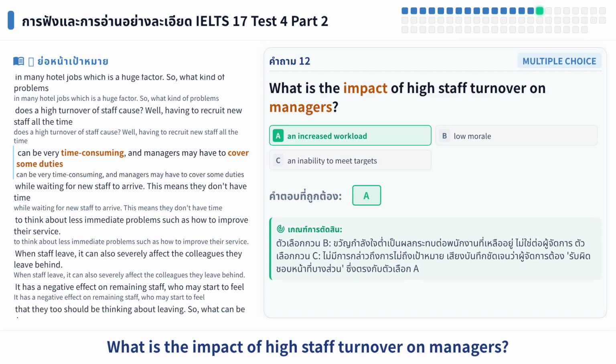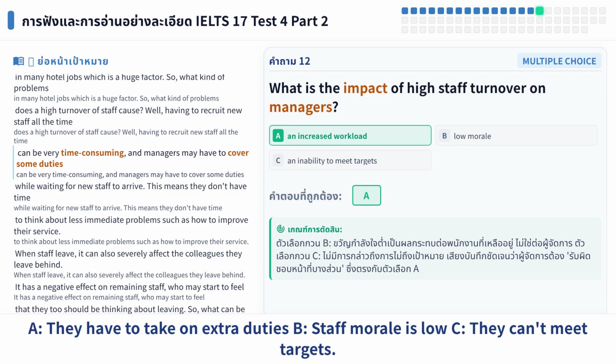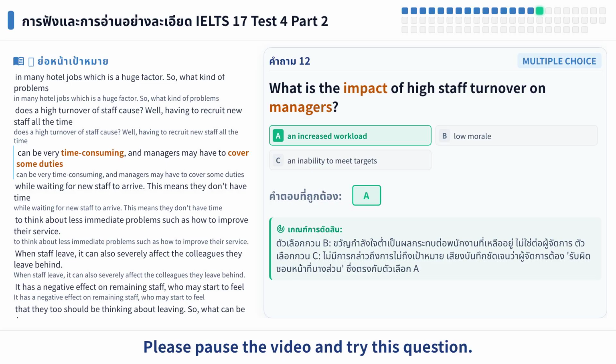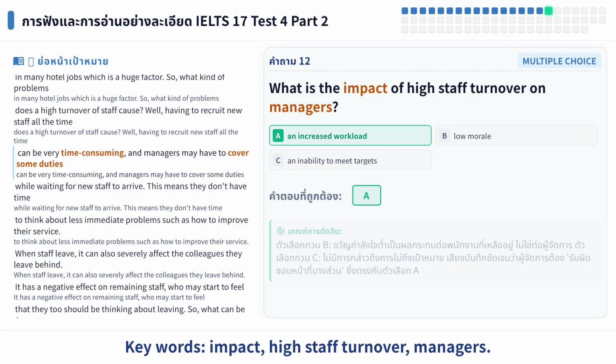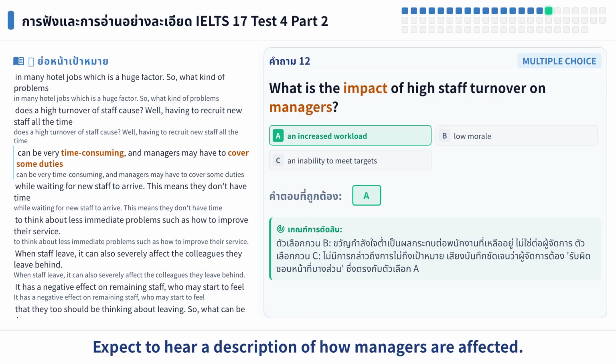A. They have to take on extra duties. B. Staff morale is low. C. They can't meet targets. Please pause the video and try this question. Keywords: impact, high staff turnover, managers. Expect to hear a description of how managers are affected.